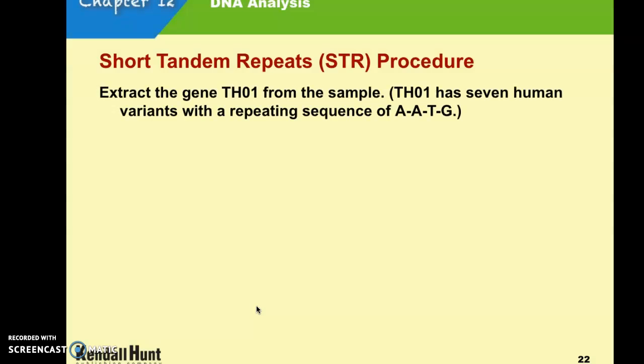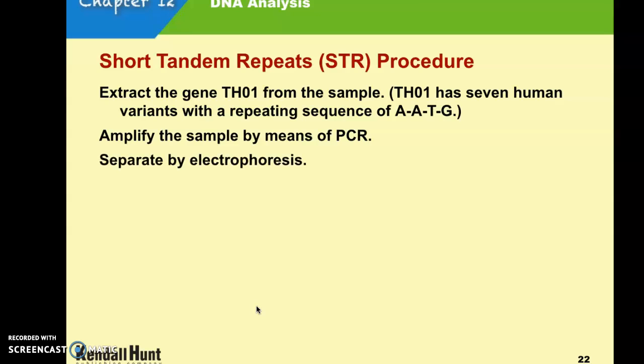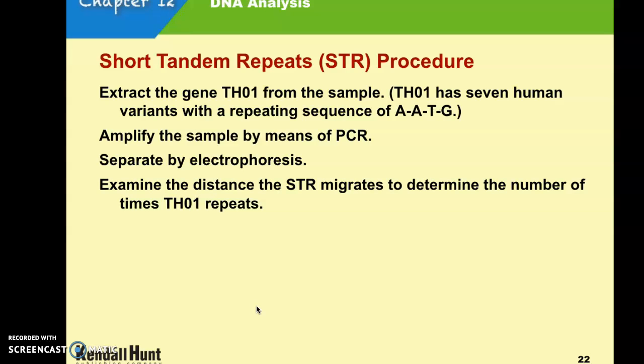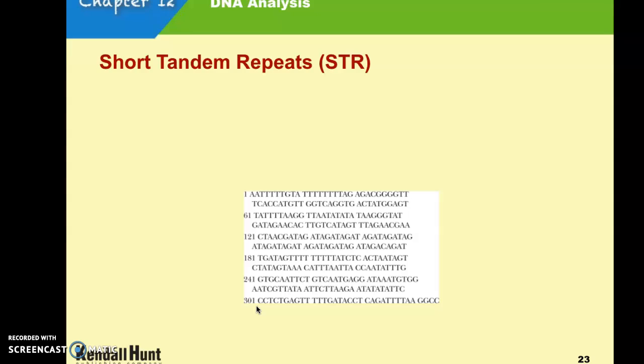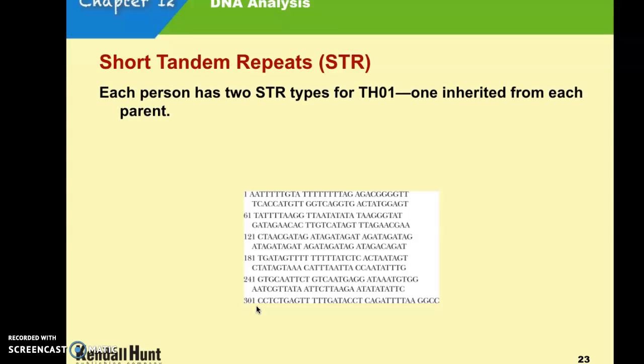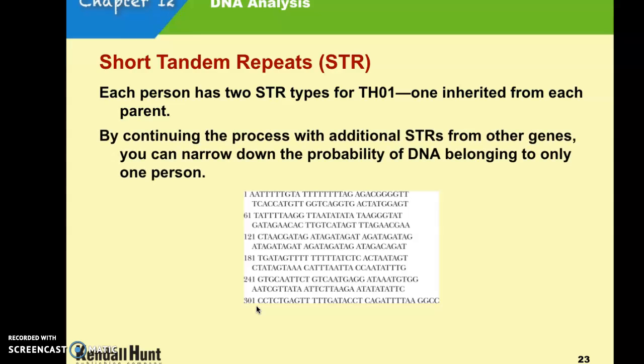So when we're doing that, you extract the gene from the sample, you amplify it with PCR, separate it with electrophoresis, and then the distance that it migrates determines the number of repeats that there are. So here's an example of short tandem repeats. Each person has two STR types for that particular gene. One is inherited from each parent.